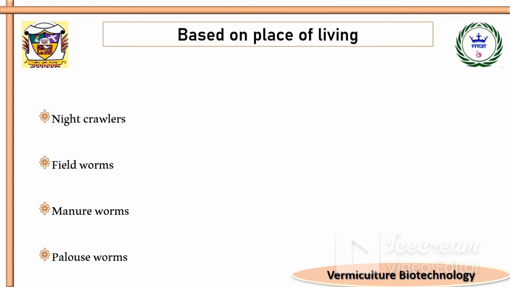Third one is manure worms. Manure worms are living in manures. They are also found in soil containing a large quantity of organic matter. Manure worms are most commonly used in farmed worms. They are used for vermicomposting. They eat a wide range of food materials.